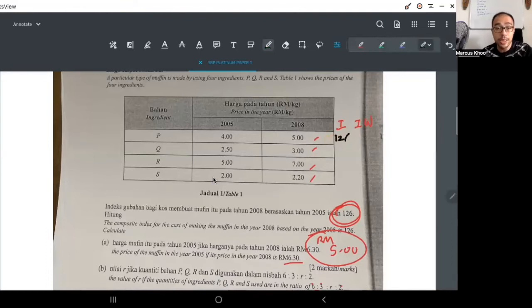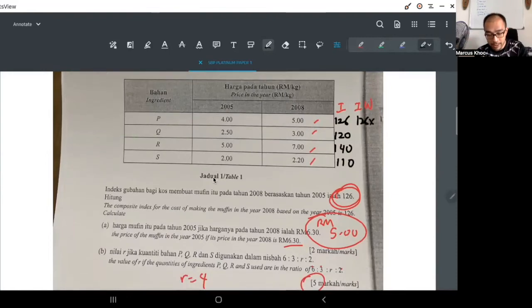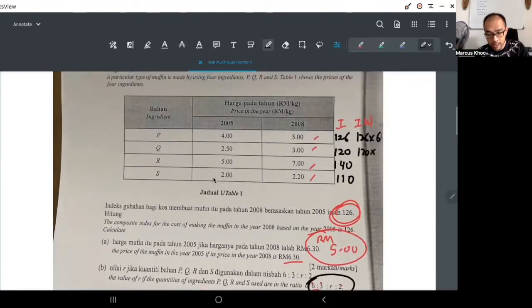126, okay, P is 126, Q is 120, R is 140, and S is 110. Okay, so that's why this is a banyak langkah punya lah. Okay, because you have to count each individual price index. Baru kamu darab dengan W. So this is 126 times 6, 120 times 3, 140 times 3, 110 times 2, gitu.